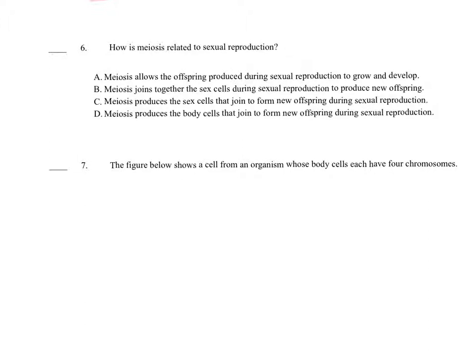All right, somebody give me an answer. See, meiosis produces sex cells that join to form new offspring during sexual reproduction. That is correct, right? Everybody has a problem with that?